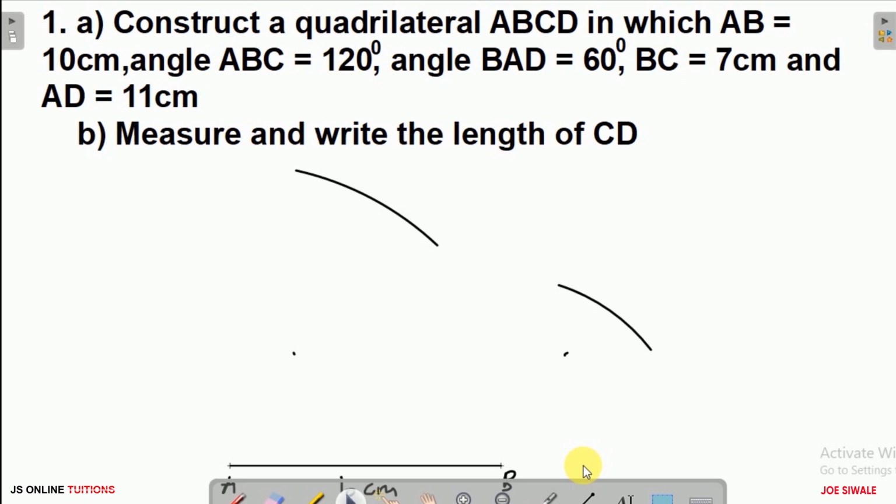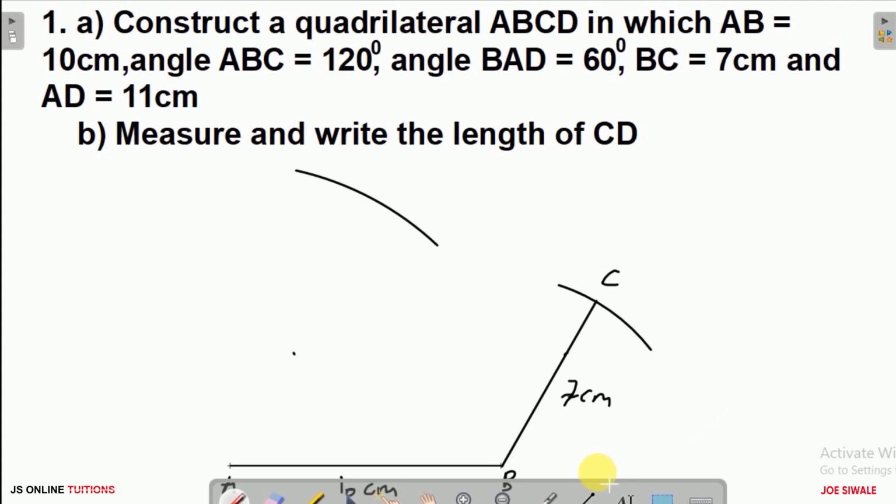The next thing that we're going to do is draw a line from point B to point C. Then we're going to draw another line from point A to point D. So the line at point B is going to start here. Then it has to pass through this point. Then it has to touch the arc. So we know that's where our point C is. And we know that the length of line BC is 7 centimeters.